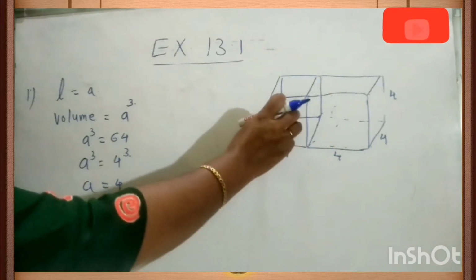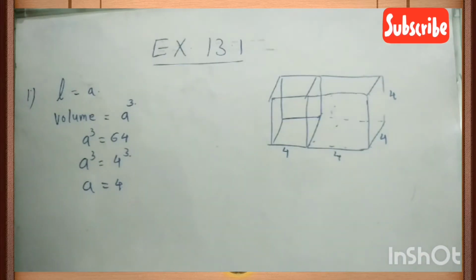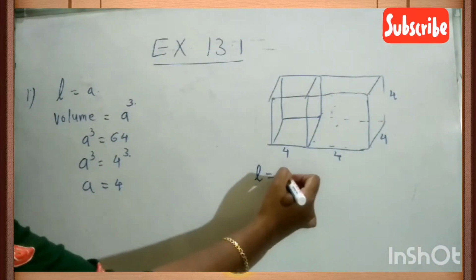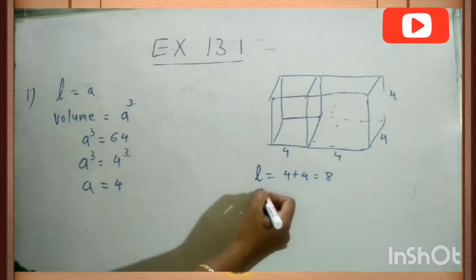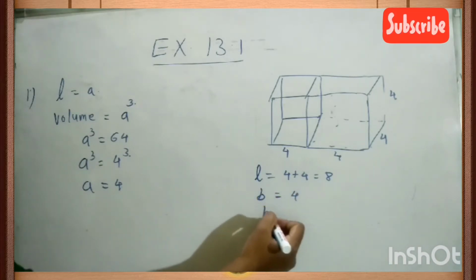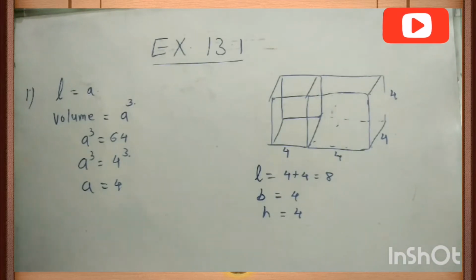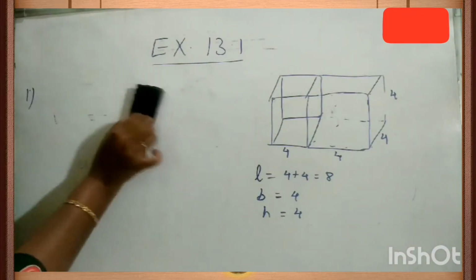Now just join these two cubes. I just joined these two cubes, then we will get one cuboid. In that cuboid, the length is 4 plus 4, which is equal to 8. Breadth is equal to 4 and height is equal to 4. This is the dimension of our resulting cuboid, and we need to find the surface area of the resulting cuboid.